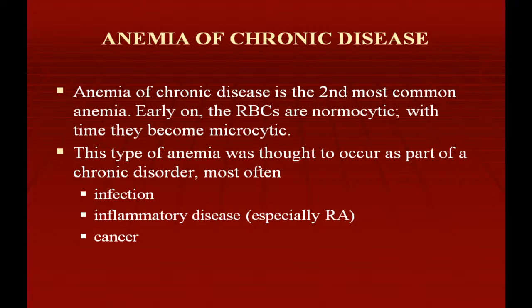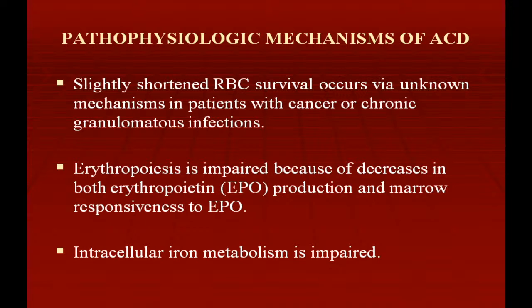So in this group of patients you may see normocytic anemia, and you must understand that it's due to these chronic diseases. The underlying diseases are infections, cancer, and chronic inflammation in the organism. So what are the main pathophysiological mechanisms of this anemia? A shortening of RBC survival. Erythropoiesis will be changed due to decreased erythropoietin production, and sometimes marrow responsiveness to erythropoietin, and intracellular iron metabolism can also be impaired in this patient.